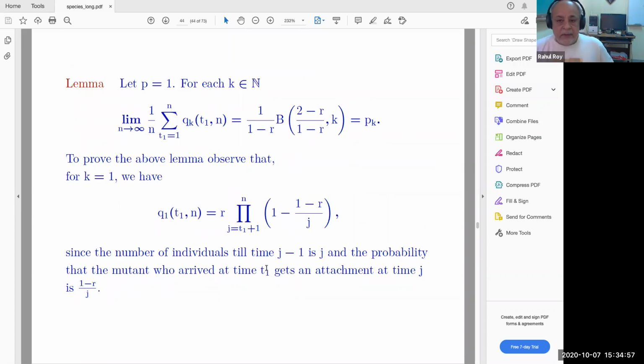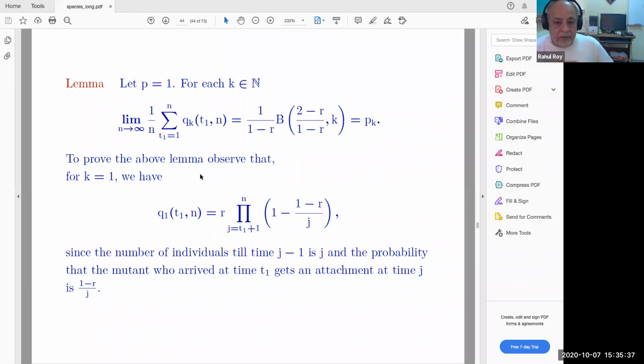Okay. The next thing, we are still in the situation where there is no death. So for each k bigger than or equal to 1, this sum, 1 over n summation of the probabilities of A_k^{t1,n}, t1 going from 1 to n, is this, which is our p_k. Remember, here p equals 1. So in the expression which I had, there were some p's, but if you put p equal to 1, you will get exactly this expression there.